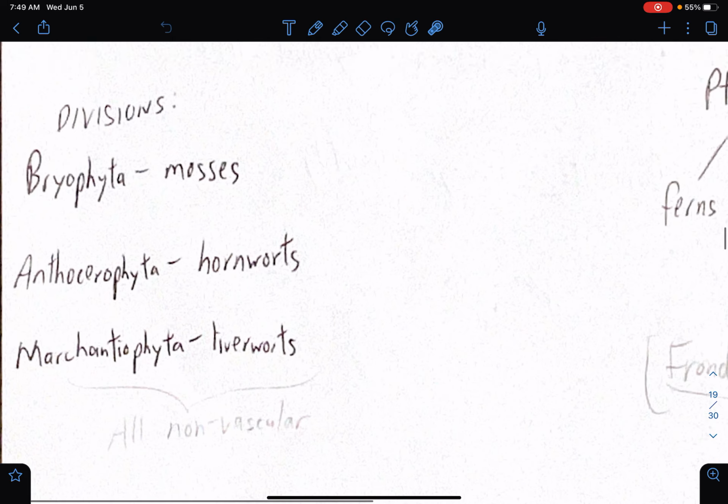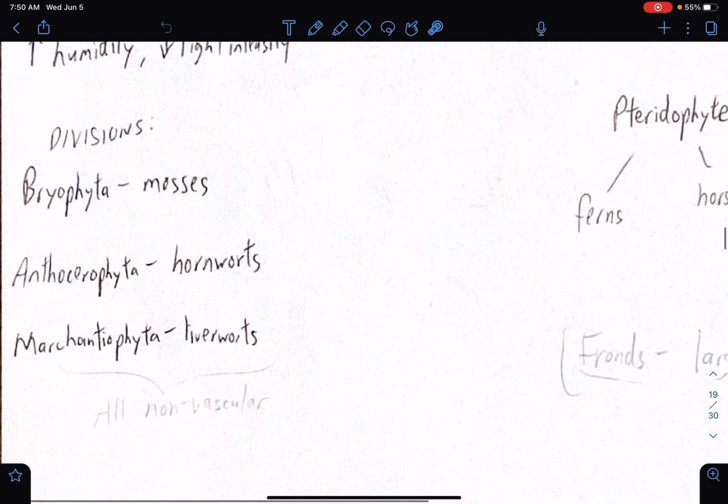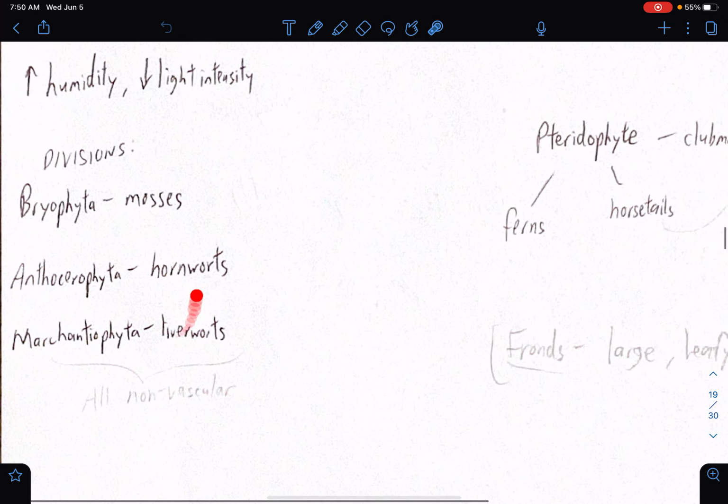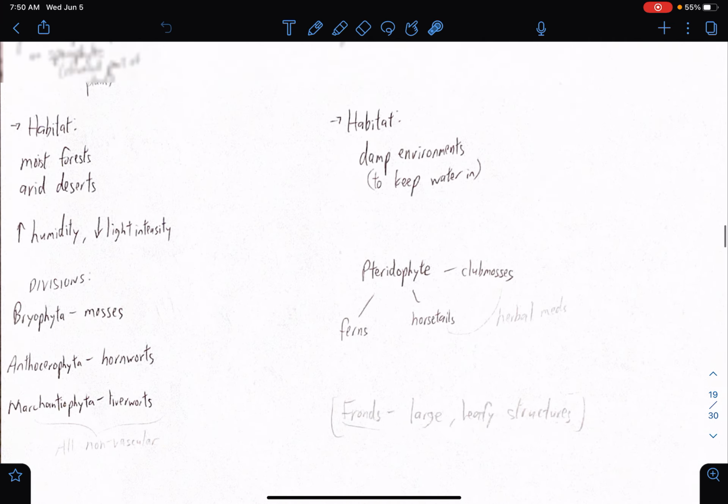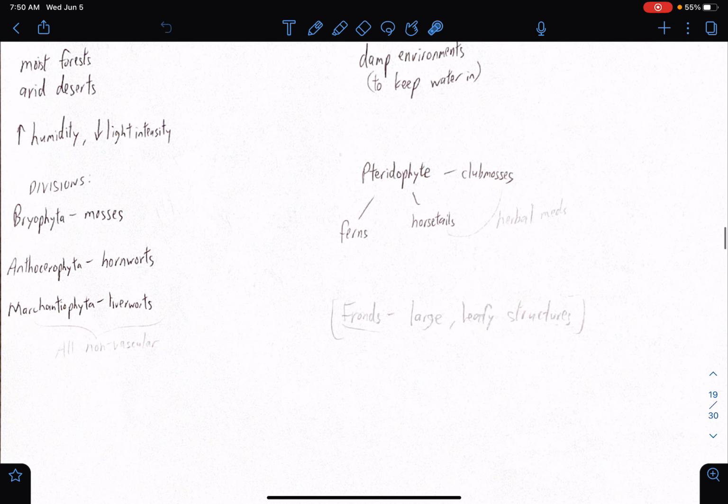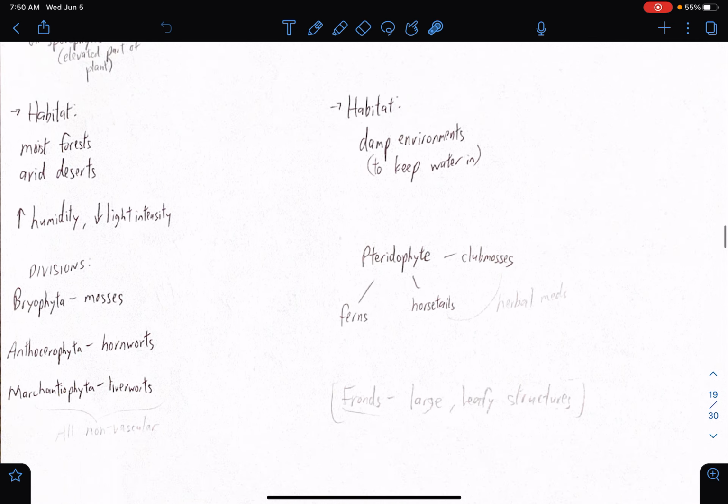Let's talk about the divisions. Bryophyta, mosses; Anthocerotophyta, hornworts; and Marchantiophyta, liverworts. All of these basically are non-vascular, so they're all small in size. I think these are the only 3 plant groups that are non-vascular in the entire group, but I'm not sure.